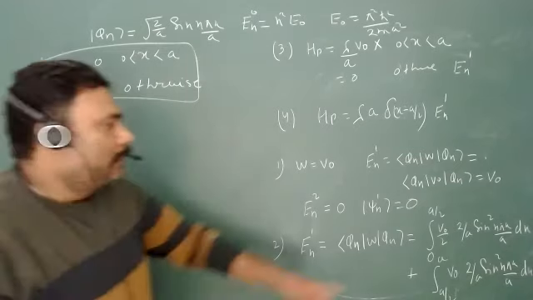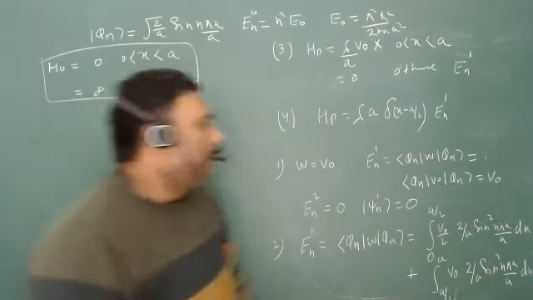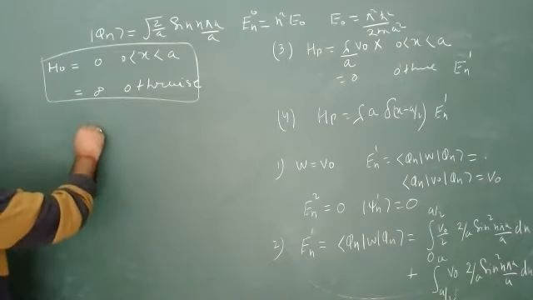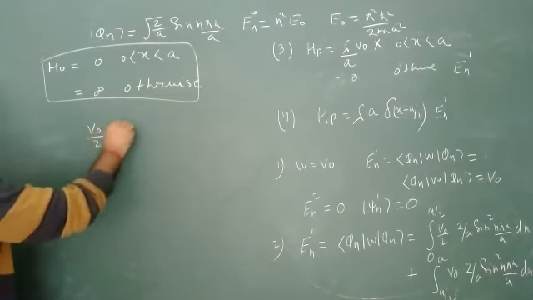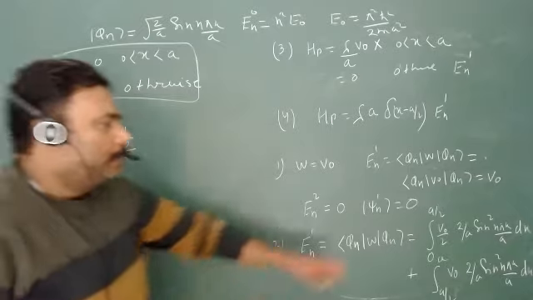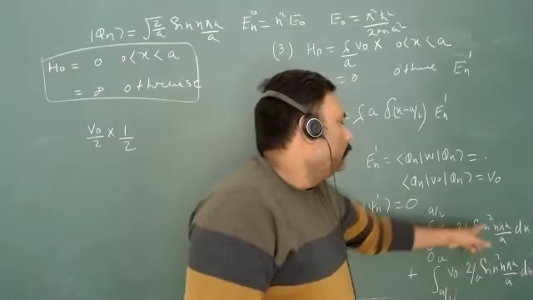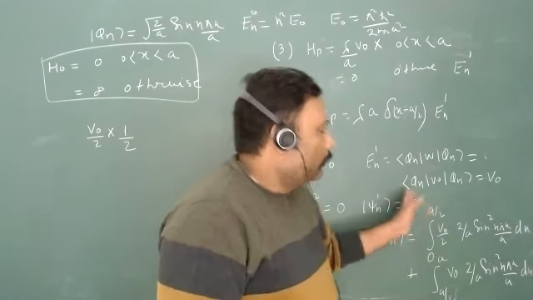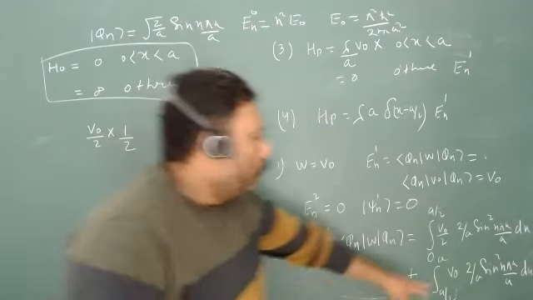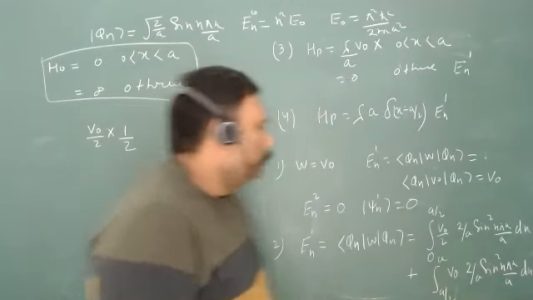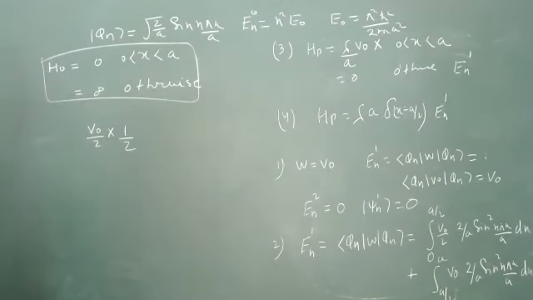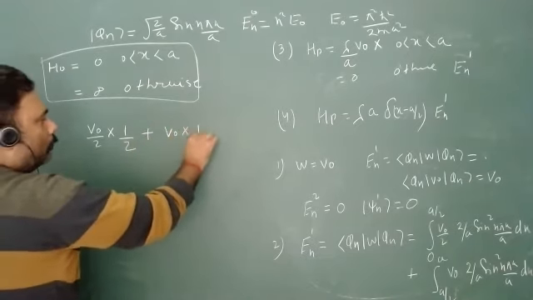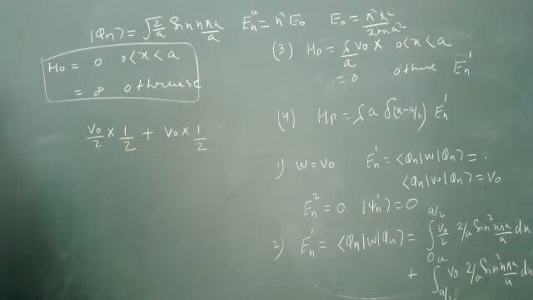So what is the value of this integration, if I take V naught by 2 outside? 1 by 2, exactly. So this value is V naught by 2 into 1 by 2. Why? Because this is nothing but the area under the probability density from 0 to a by 2, and that is nothing but 1 by 2. What will be the other integration? 1 by 2. V naught into 1 by 2.